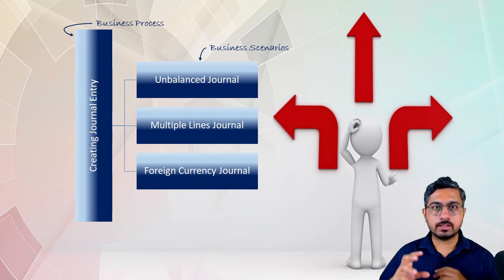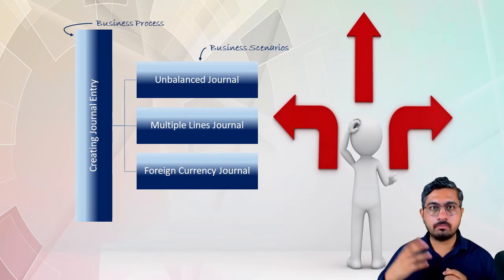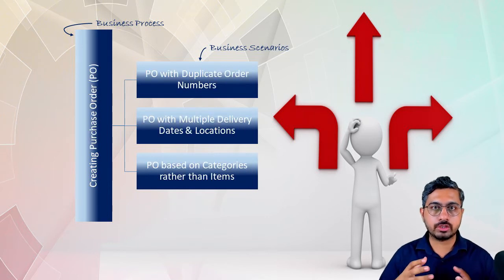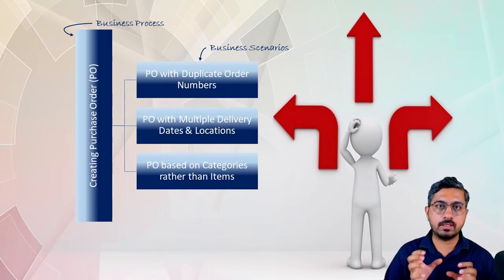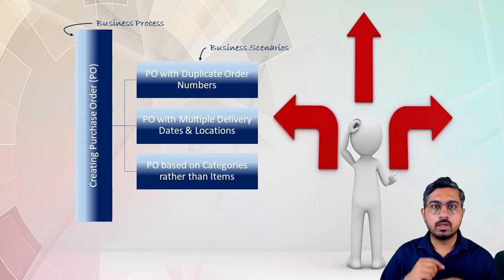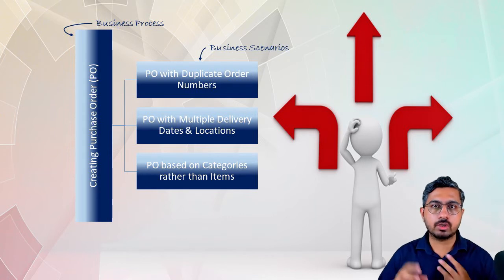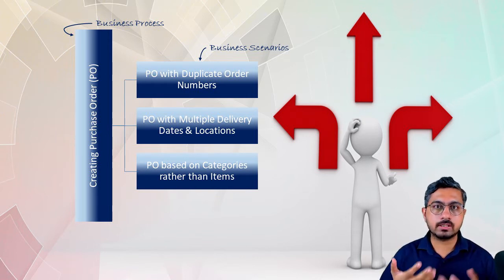Similarly, in the case of a supply chain domain, the example could be something like preparing a purchase order in the system is a step or a business process. But within that business process, there could be multiple scenarios like, whether the system will allow you to create the purchase order with the same number, or how exactly you create a purchase order with 5 different items with 5 different delivery dates, and those items need to be delivered at 5 different locations. How do you create such a purchase order?